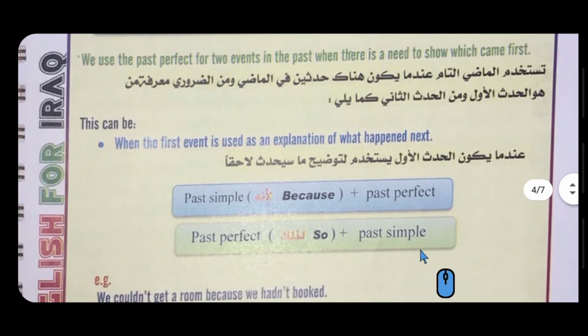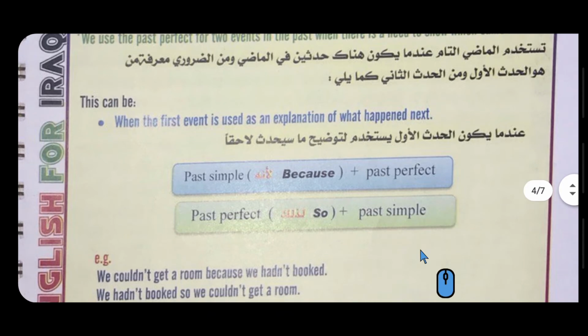Then we have the conjunctions. We said the first group because and so اللي هاي موجودة عندنا في مرحلة الرابع إعدادي. The first group because and so. After because we always put past perfect, and another sentence will be past simple. So the opposite of because. عكس because بالضبط. After so we put past simple, and another sentence will be past perfect.